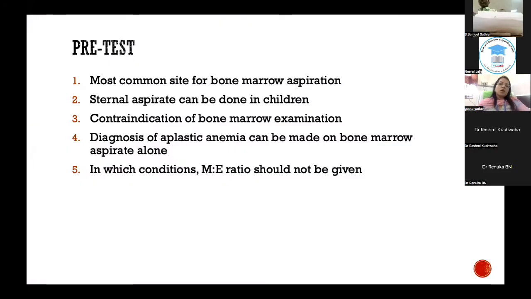So the first question is, what is the most common site for bone marrow examination? These are very simple questions. Can a sternal aspirate be done in children? What are the contraindications of bone marrow examination? Can the diagnosis of aplastic anemia be made on bone marrow aspirate only? And in what conditions should the myeloid erythroid ratio not be given?